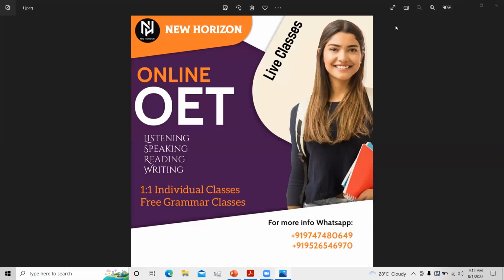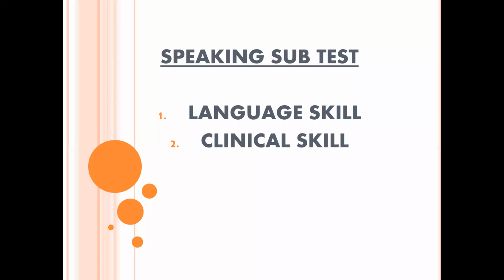And the second thing I would like to inform you is that you are going to be assessed in two categories. The first one is your language skill, and the second one is your clinical skill. As you know, the OET is a professional test, so definitely your skills are also examined in your professional sides too. That means you have to know how to do these things as a nurse, as a doctor.